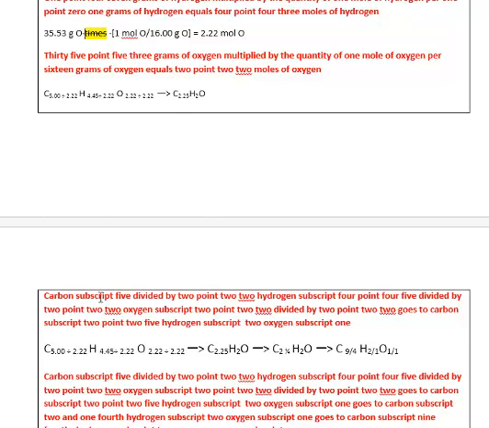Okay, so here's this. Carbon subscript 5 divided by 2.22, hydrogen subscript 4.45 divided by 2.22, oxygen subscript 2.22 divided by 2.22 goes to carbon subscript 2.25, hydrogen subscript 2, oxygen subscript 1.